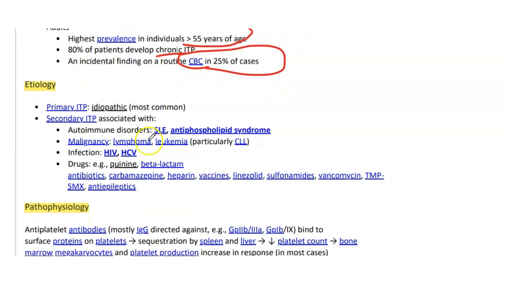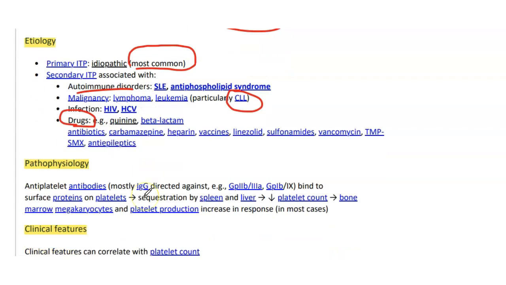What is the underlying etiology? In primary, the cause is usually unknown, and primary is the most common type. In secondary, there are underlying triggers present like autoimmune disorders, SLE, antiphospholipid syndrome, malignancies like lymphoma, leukemia, particularly CLL, chronic lymphocytic leukemia, infections like HIV, HCV, and drugs. Drug-induced ITP is due to quinine, beta-lactam antibiotics, carbamazepine, heparin, vaccines, linezolid, sulfonamides, vancomycin, trimethoprim-sulfamethoxazole, and antiepileptics.